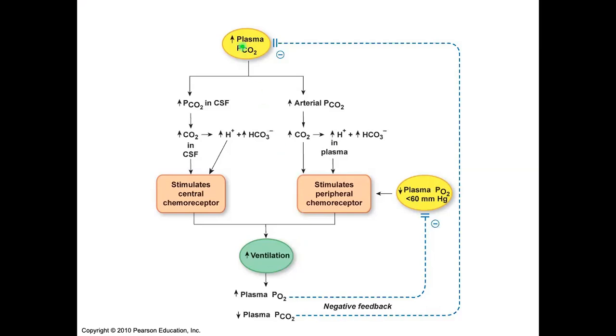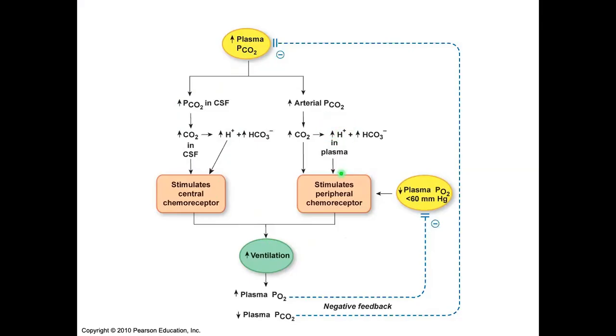Okay, look at the left side. At the top, an increase in CO2 increases CO2 of the cerebrospinal fluid. Increased CO2 plus an increase in protons in your cerebrospinal fluid is going to stimulate your central chemoreceptors. That's going to increase ventilation. So that is your primary mechanism to breathe. The primary mechanism is an increase in CO2, which causes an increase in H plus, or protons.